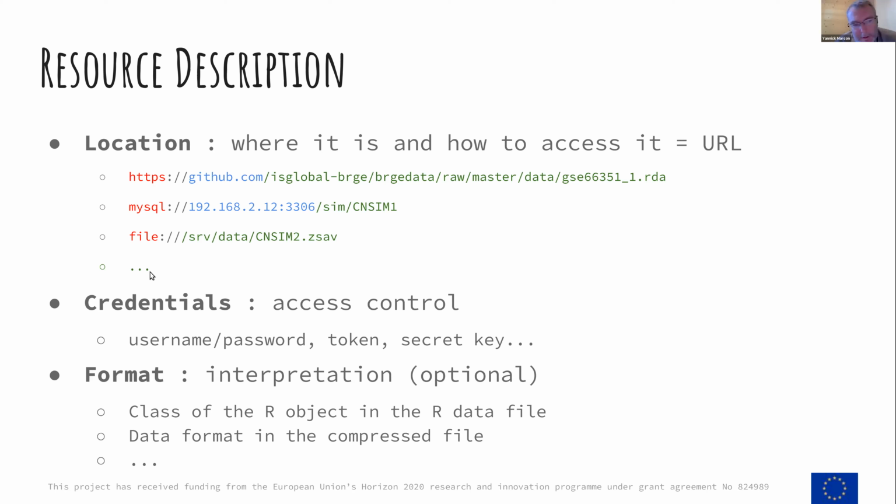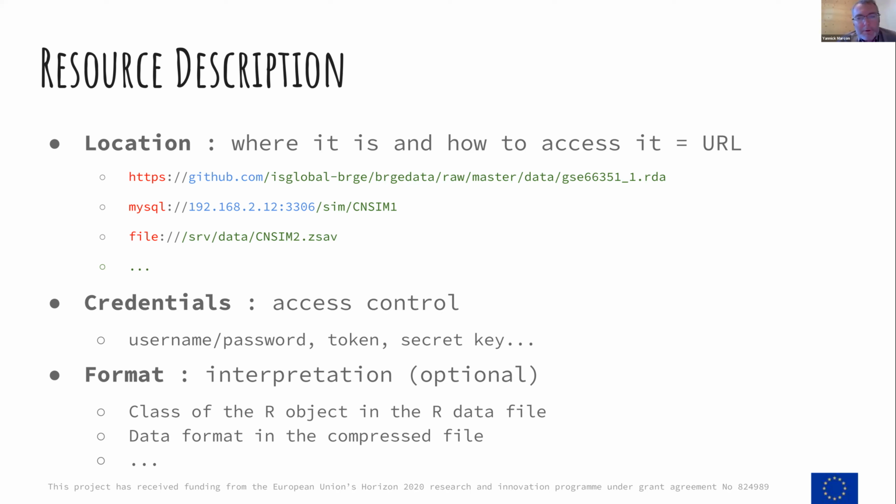Optionally, but in most cases you will have this, there are credentials. So how to access this resource is separate from the location. It's a username, token, secret key, anything. And you may need a format description, because if it's an R object inside an R data file, you need to know what its class is. If it's a compressed file, you need to know which reader will take charge of the decompression and the reading of the data, etc.